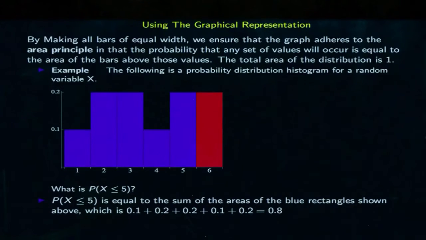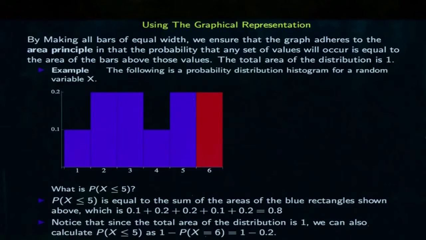It's 0.8. Another clever way to do this is to say, well, the total area of the distribution is 1, and so I can calculate the probability x is less than or equal to 5 as 1 minus the area of the red bar, which is 0.2. So that probability is 1 minus 0.2, which is 0.8.